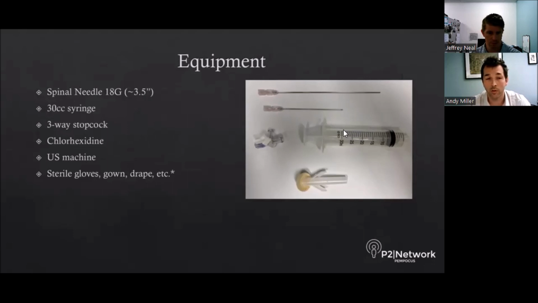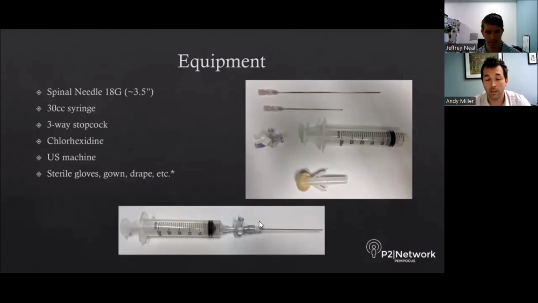Some people also quote the use of a 20 cc syringe. What you really need is something small enough to fit in your hand and not too cumbersome, such as a 60 cc syringe. You need a 3-way stopcock and then some chlorhexidine to quickly clean the skin, as well as an ultrasound machine and the sterile equipment as detailed previously.